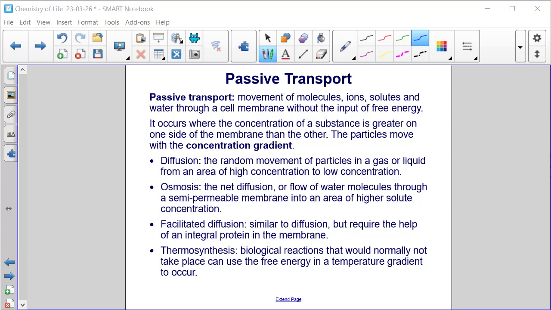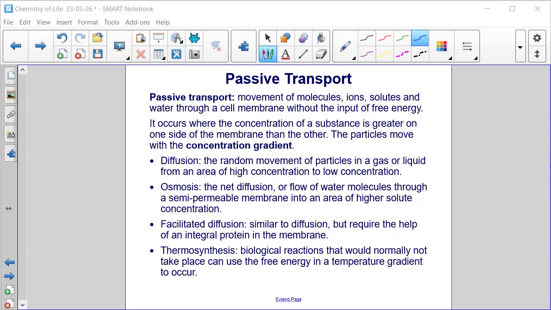Passive transport. Passive transport is the movement of molecules, ions, solutes, and water through a cell membrane without the input of free energy. It occurs when the concentration of a substance is greater on one side of the membrane than the other. The particles move with the concentration gradient.